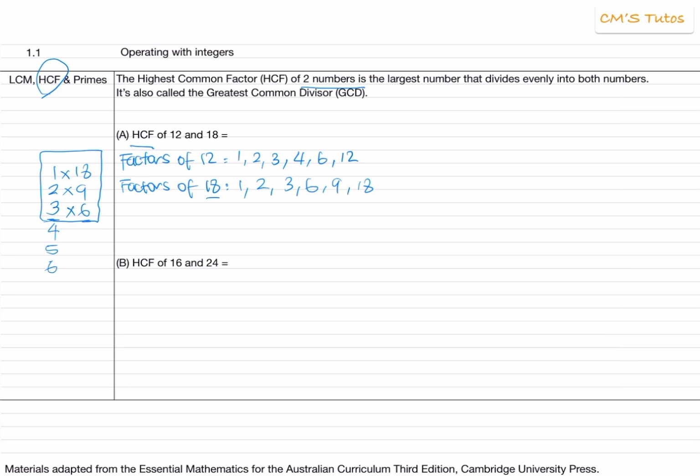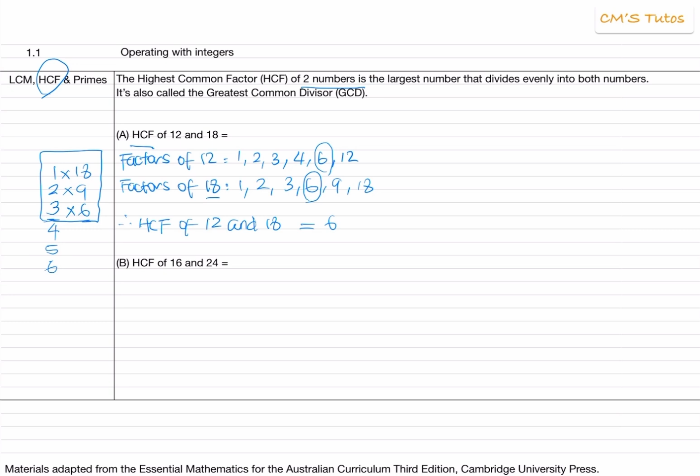So all you got to do is, back to our question, what is the HCF of 12 and 18? So the highest common factor. You can see 1, 2, 3, 4 it's all the same, and 6 is the highest, the biggest number they both share. So therefore, the HCF for 12 and 18 is 6.